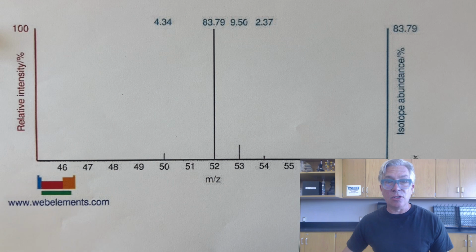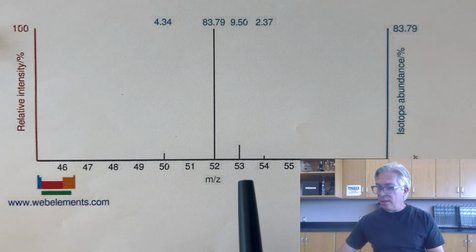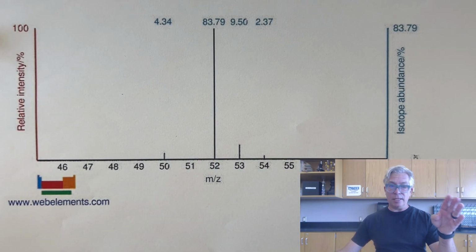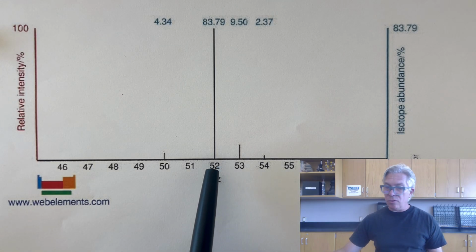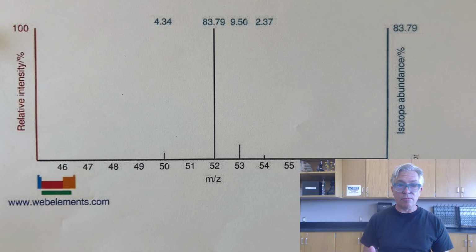First of all, how many isotopes does this element have? We're not told which element it is, but I can tell you that there's 1, 2, 3, 4 isotopes because there's 4 peaks, 4 beams inside the mass spectrometer. I can tell you that isotope number 52 is the most abundant because that's the tallest. The question you're most likely to be asked is, which element is this?